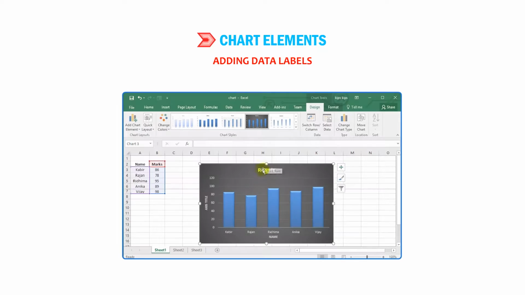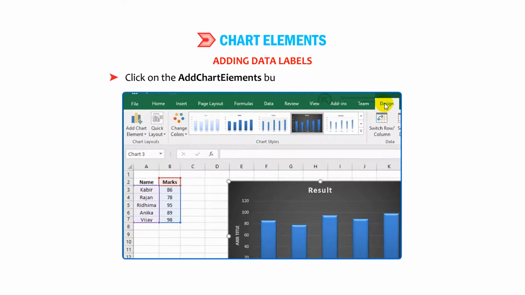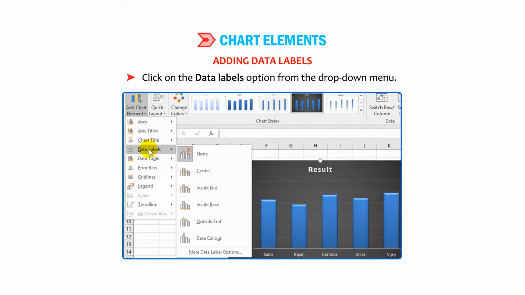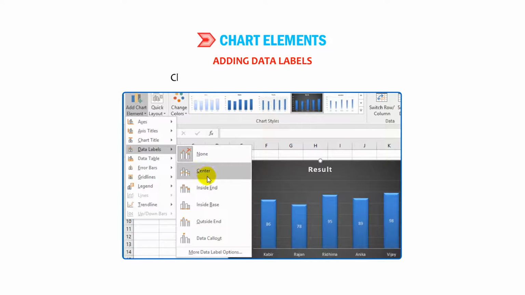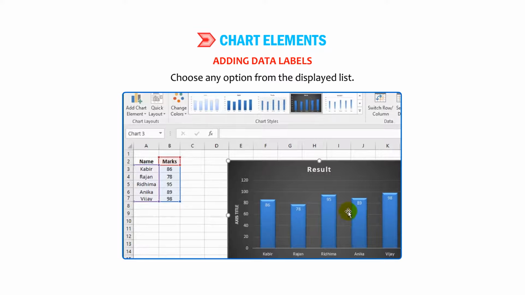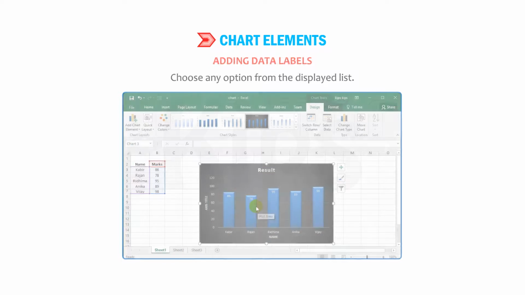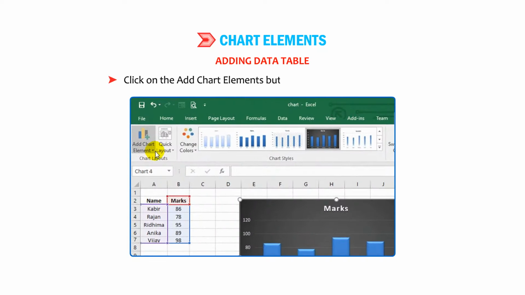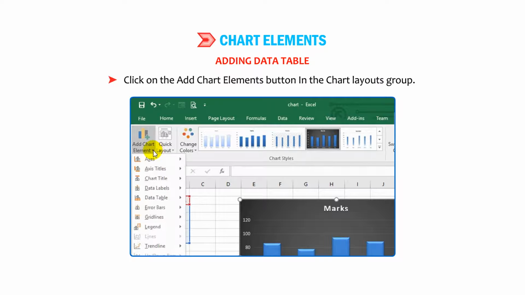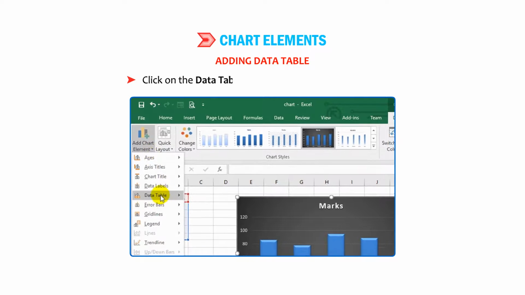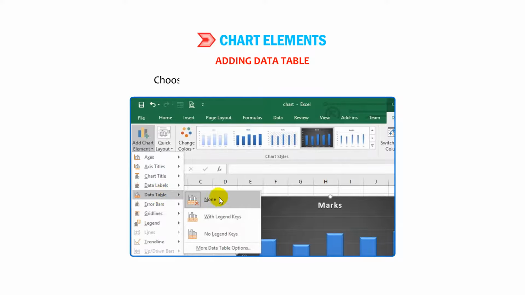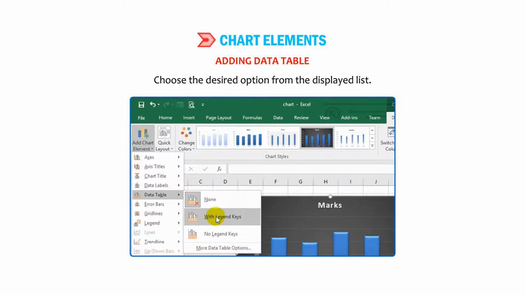Adding data labels. Click on Add Chart Element button in the Chart Layouts group. Click on the Data Labels option from the drop-down menu. Choose any option from the displayed list. Adding data table. Click on the Add Chart Element button in the Chart Layouts group. Click on the Data Table option from the drop-down menu. Choose the desired option from the displayed list.